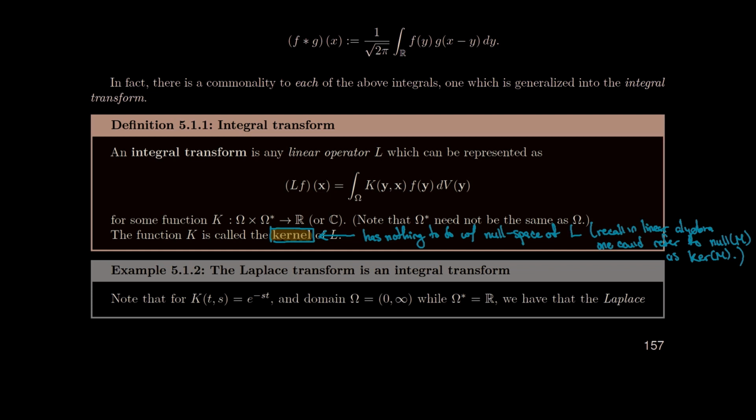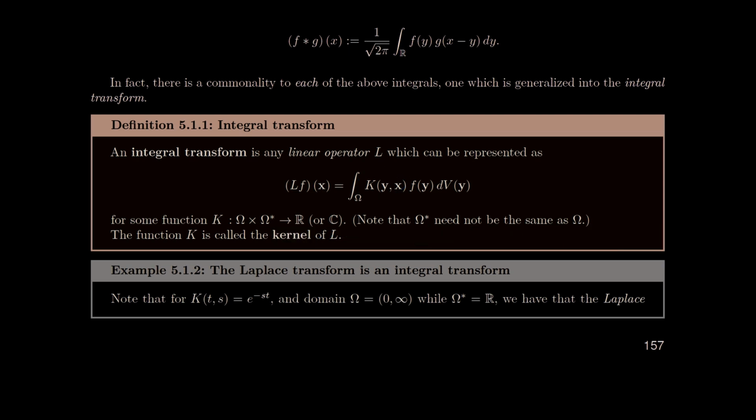So fortunately we have these homophones, the same name for two different things. And we just have to be aware that when we're dealing with integral transforms, we're not referring to the null space as the kernel. We're referring to the function inside of the integral transform as the kernel. But you do have to use your context clues to figure that out. Sometimes mathematicians will get you confused because they'll say kernel and you have no idea what they're referring to. Anyway, with that said, let's look at some examples.